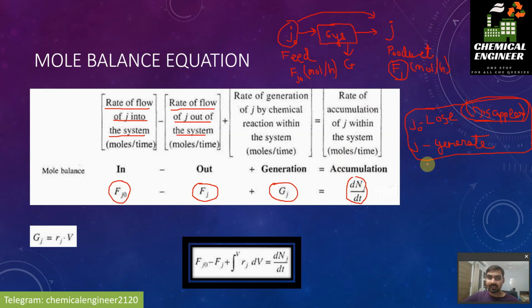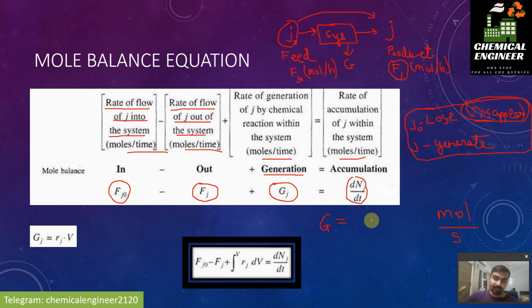I hope it should be clear in your mind. If not, please ask me. Now there are various terminologies, like how it is generating. The same unit is there, mole per time, for each and everything. So what we are doing, we are doing manipulation because we are engineers. So generation has a unit of mole per second, suppose.